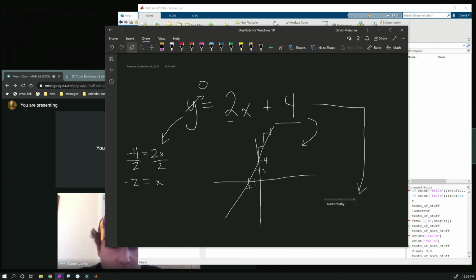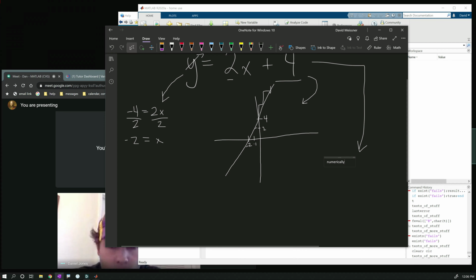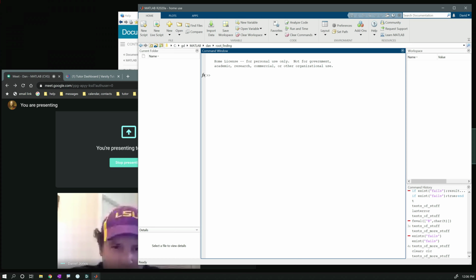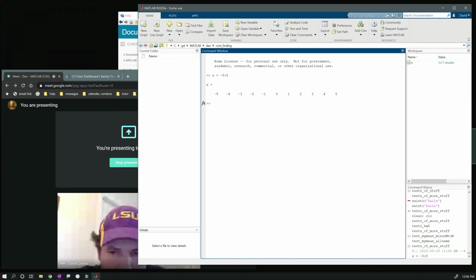Okay. And what that entails is, let's just jump into MATLAB and do that. Instead of the function being this algebraic thing that you can solve, we can say, well, I know that the x that I care about goes from, let's say, -5 to 5. All right, so those are all my possible x's. Now I'm going to cheat because I know that it crosses the x-axis at x equals -2. So I'm expecting the value to be 0 right there.